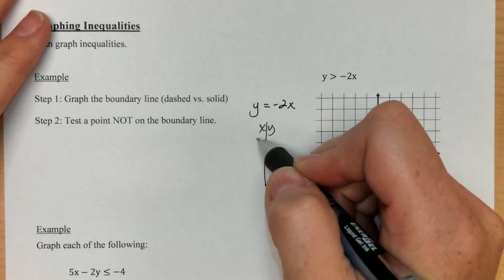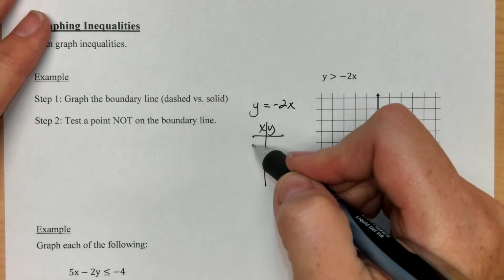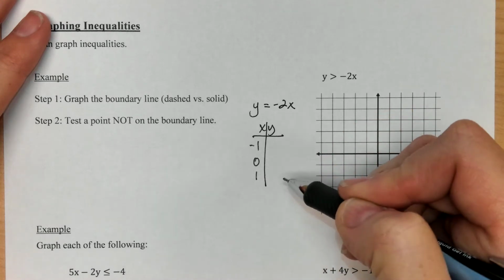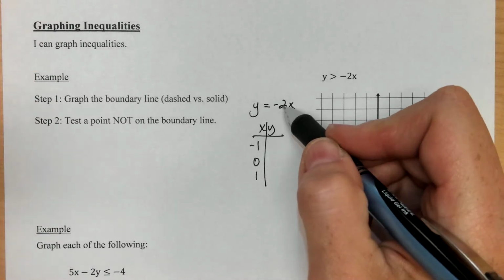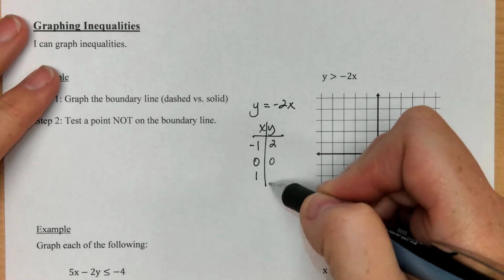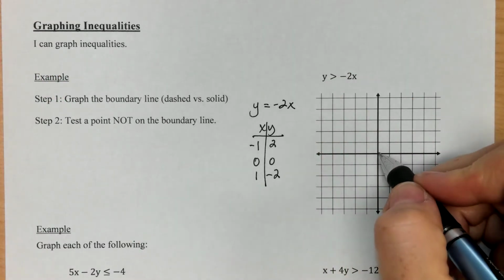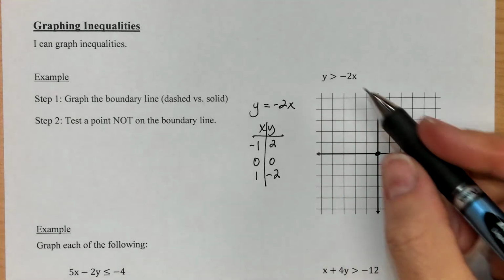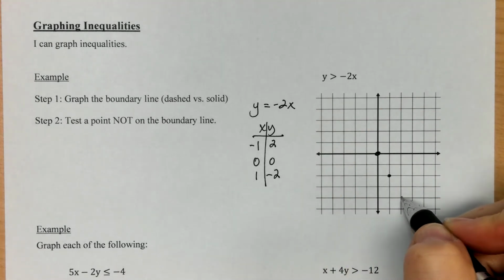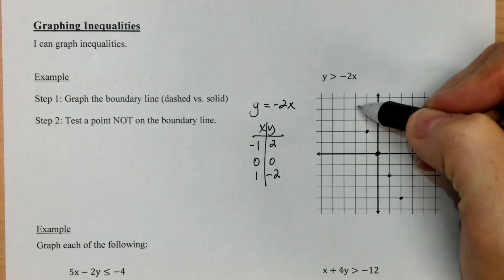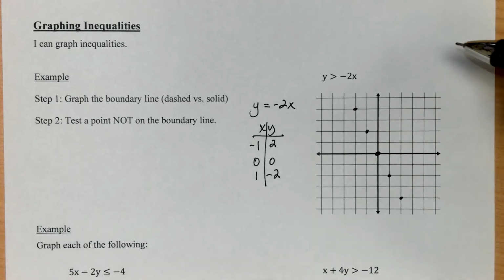So I'm going to make an xy chart to get an idea of this. I'll pick a negative, 0, and then a positive. So plugging in -1, I get 2. Plugging in 0, I get 0. And plugging in 1, I get -2. Could also graph this as I know my y-intercept is 0, and then my slope is down 2 over 1. So that would give you the same equation or picture that we're trying to graph.